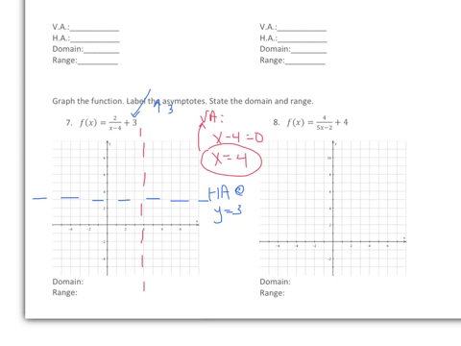And now when I graph it, since there is no negative, I know my graph's going to look something like so. And you can use your graphing calculator to confirm that. But as far as domain is concerned, my domain will be all real numbers, but x cannot equal 4. And for my range, it would be all real numbers again, but y cannot equal 3.